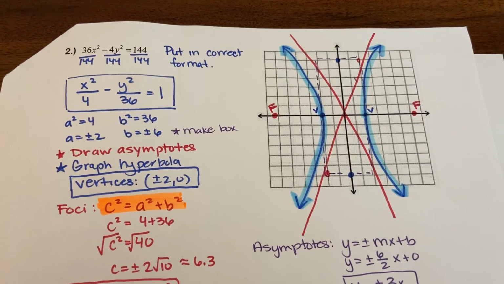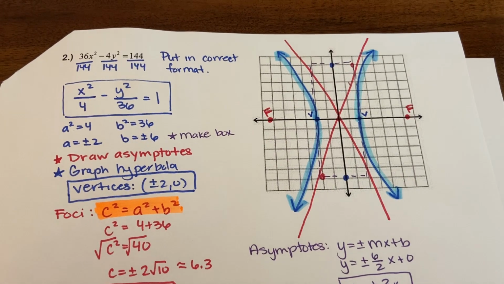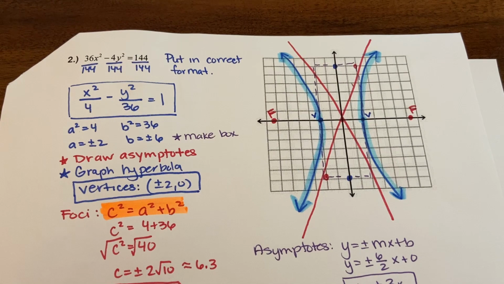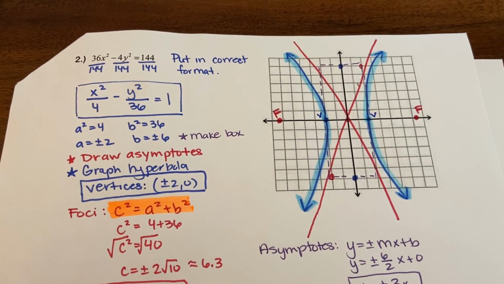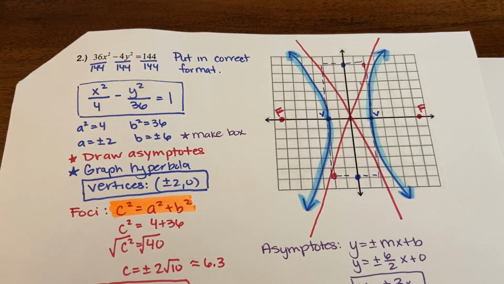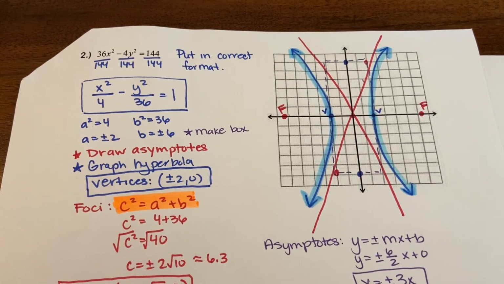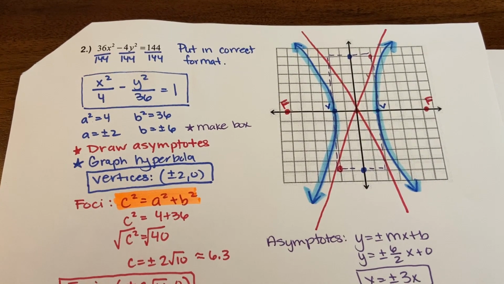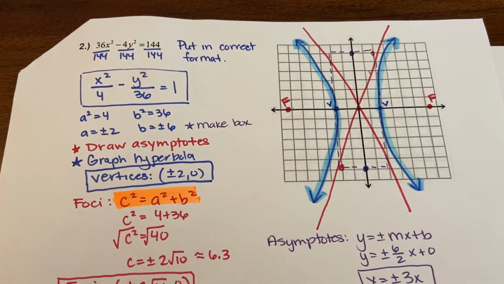Now let's take a look at a second example of a hyperbola. In this one, our equation is set equal to 144, so we want to divide everything by 144. Then I get x squared over 4 minus y squared over 36 is equal to 1. In this problem, the x squared is positive, which means my vertices are going to sit on the x-axis instead of the y-axis. Again, it doesn't matter which number is bigger, a squared or b squared. It matters which variable is positive, x squared or y squared.